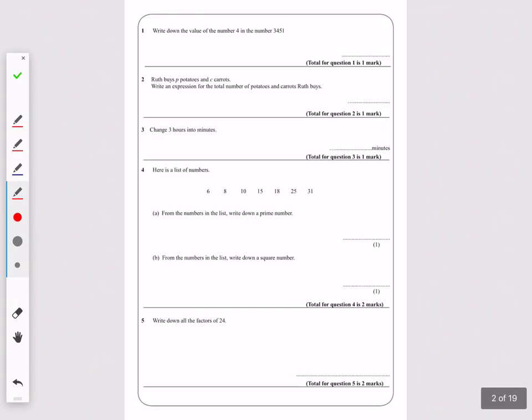Question 1, it says write down the value of the number 4 in the number 3,451, so that is 400. Question 2, Ruth buys p potatoes and c carrots. Write an expression for the total number of potatoes and carrots Ruth buys. So total means to add up. So p add c.